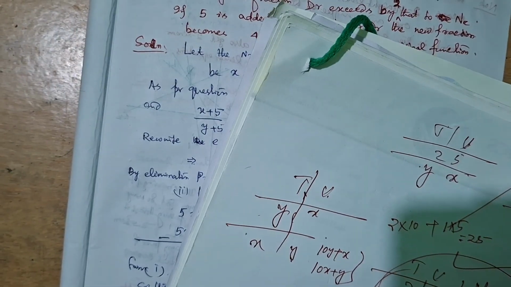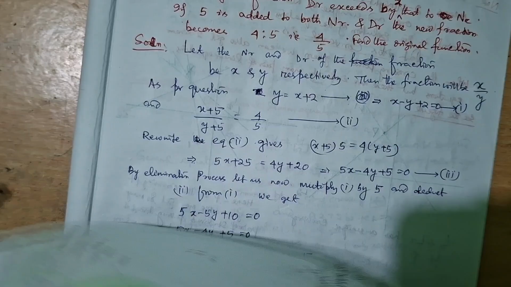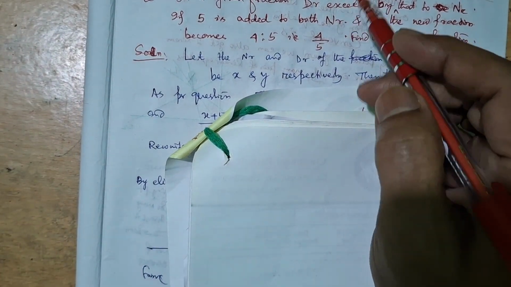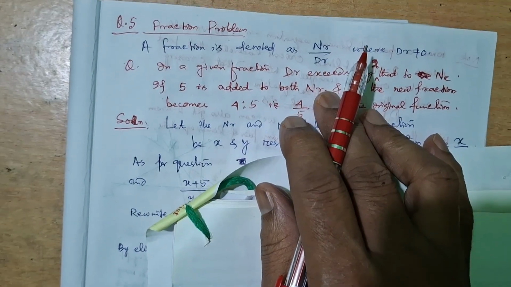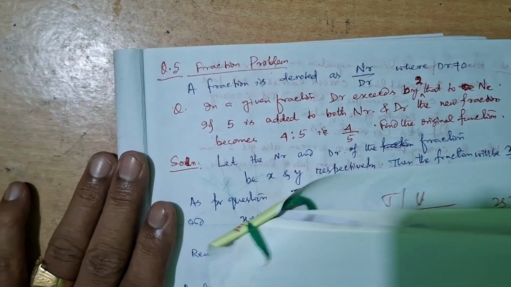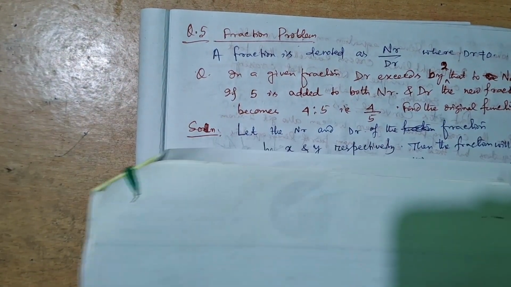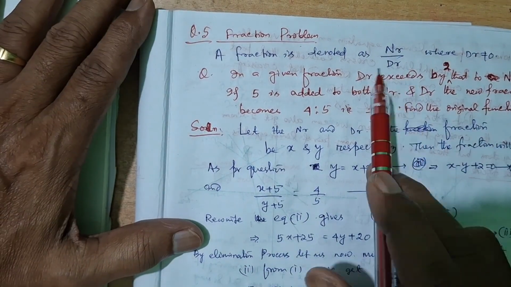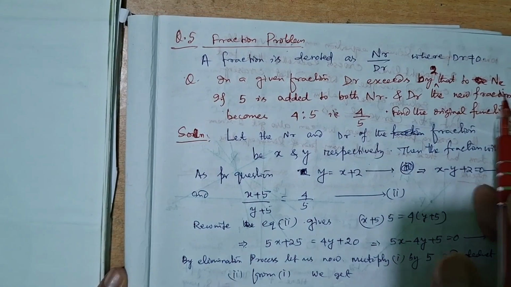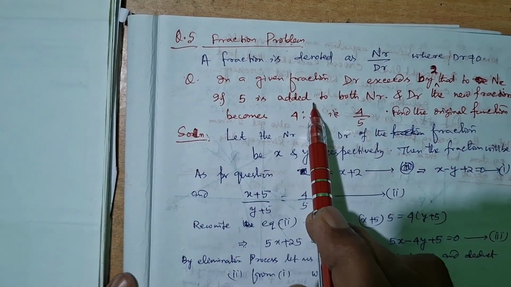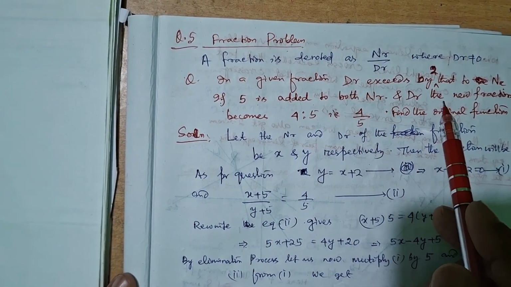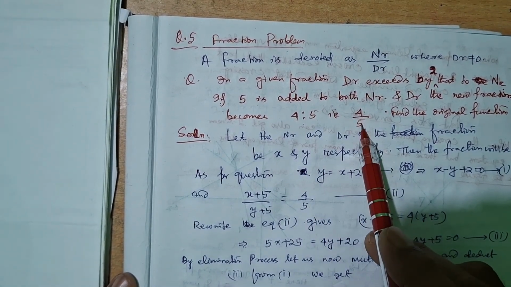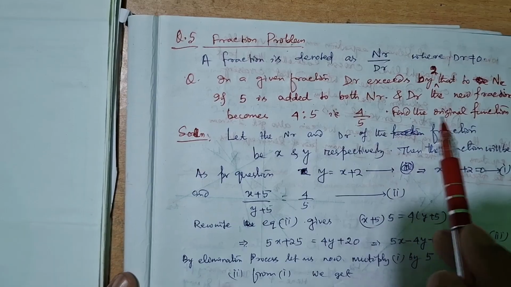Another is the fraction problem. A fraction is denoted as numerator by denominator, p by q. The question is given: in a given fraction, the denominator exceeds the numerator by 2. If 5 is added to both numerator and denominator, the new fraction becomes 4 by 5. Find the original fraction.